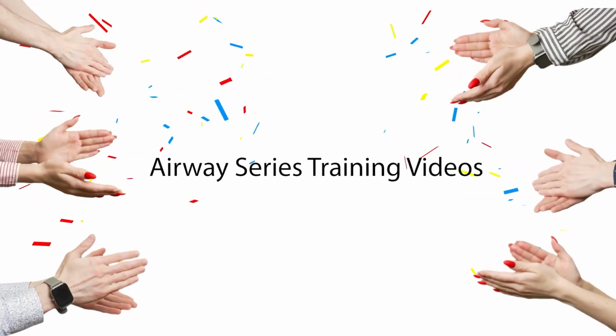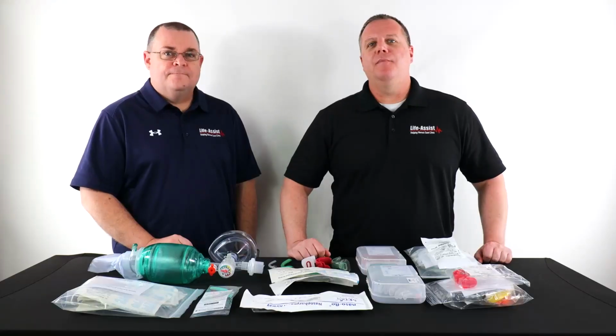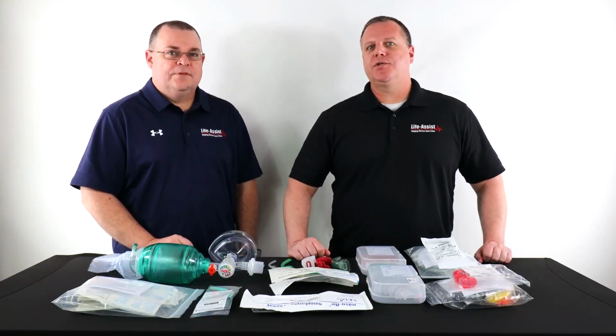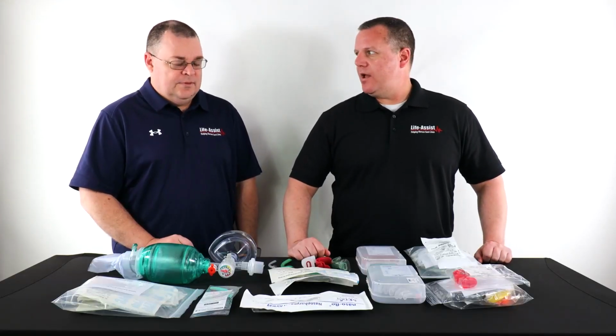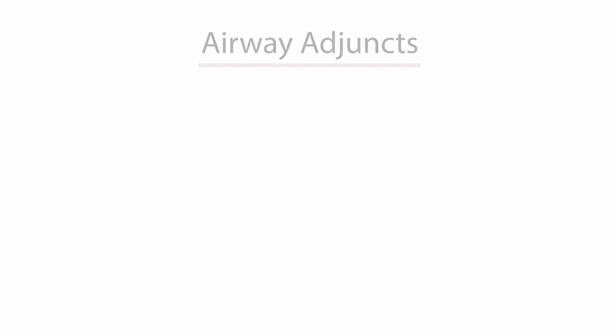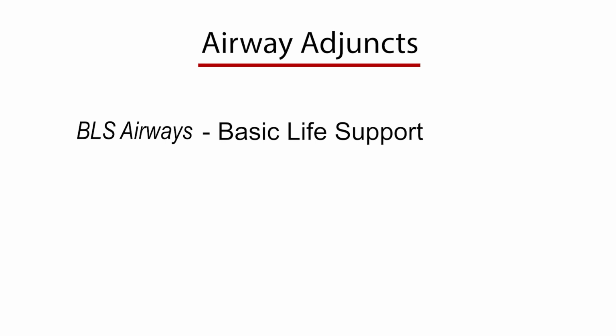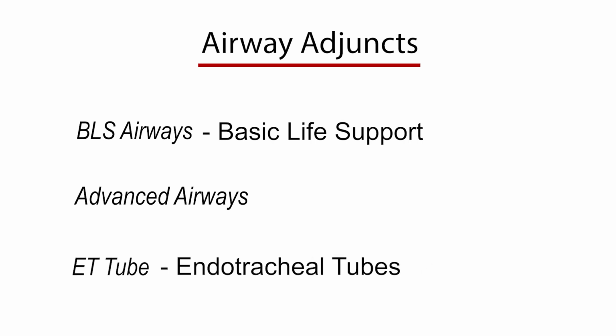We're starting our Airway series training videos. I'm super excited about this. We're going to start out with airway adjuncts, and there are usually about 3 categories. First is BLS airway, which is basic life support airways. Second are advanced airways, and then we move into what are called ET or endotracheal tubes.